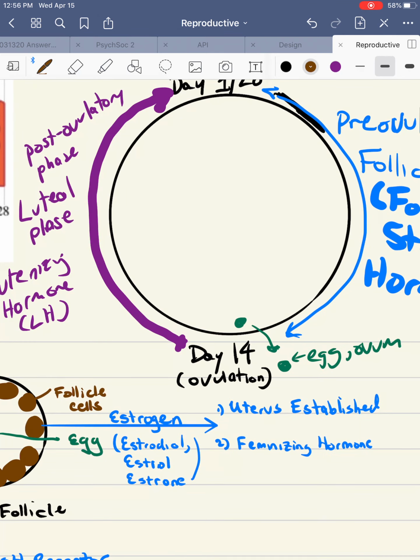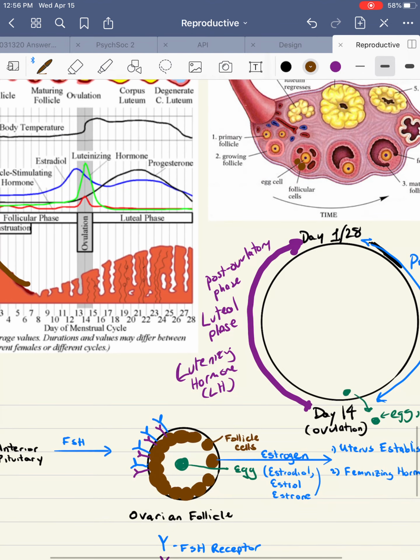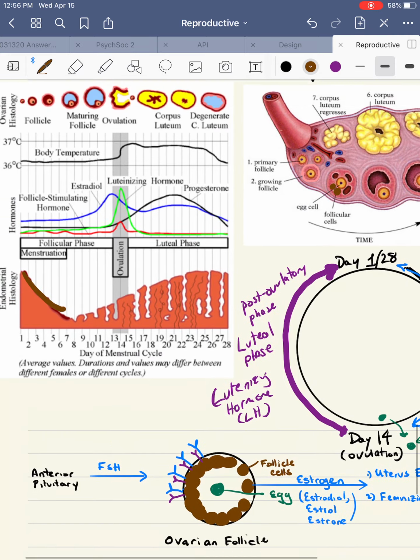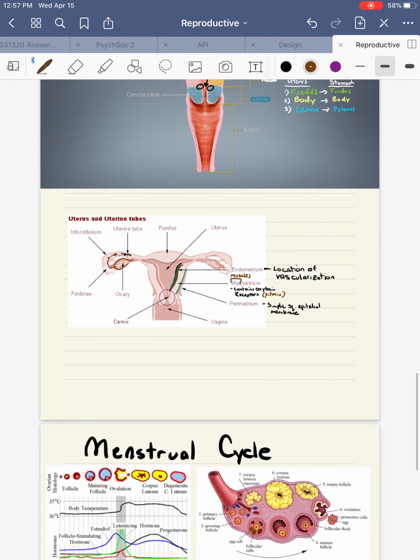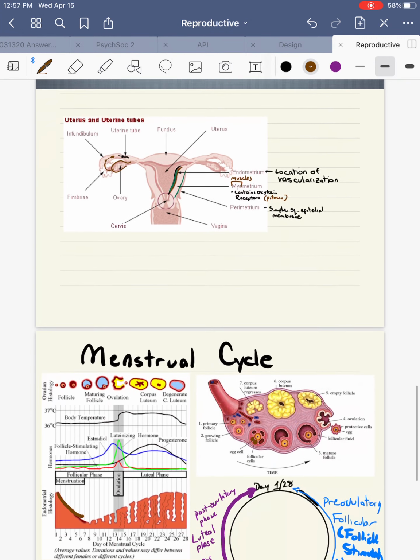Now, what are the functions of estrogen? Estrogen, as we all know, is the feminizing hormone. But estrogen also establishes the uterine lining. Estrogen will bind onto the endometrial receptors of the uterus. So here's the endometrium again. Estrogen's going to bind on, and it's going to cause the thickening, the establishment of the uterine lining.